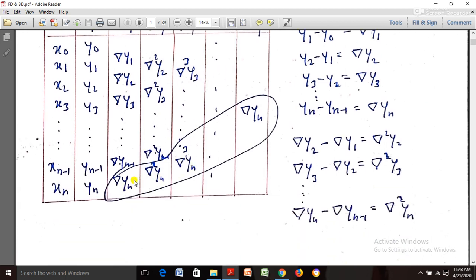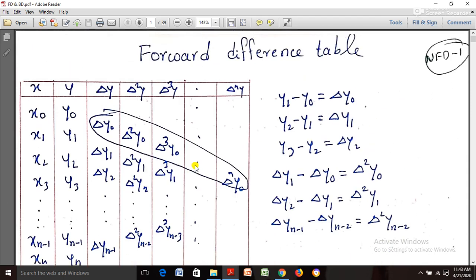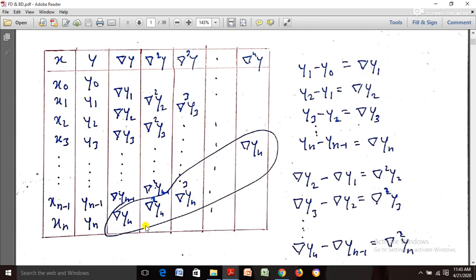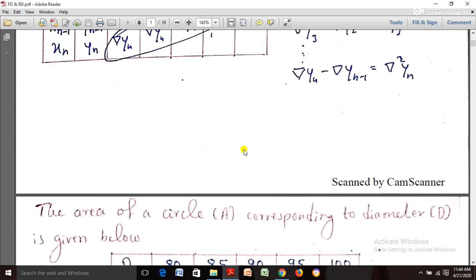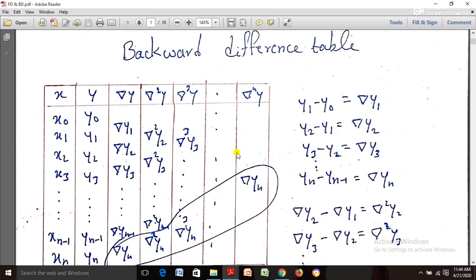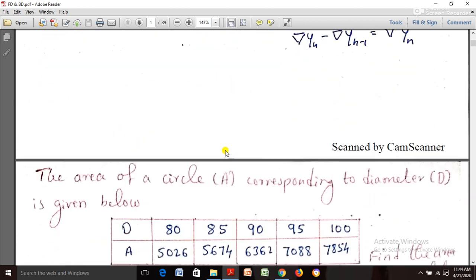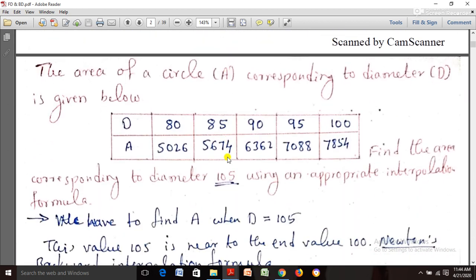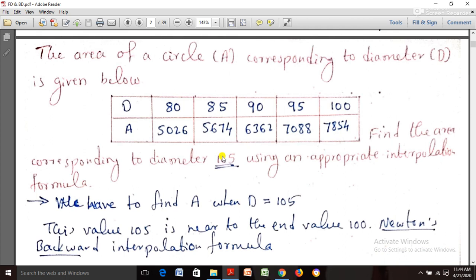So this is the forward difference table, and this is the backward difference table. Backward means you take the last values in terms of yn, and forward means you take the first values in terms of y0. You consider only the y0 values in the forward table, and only the yn values in the backward difference. Okay, so this is the table. I hope you understood backward and forward differences. Now let's take some examples about forward and backward differences.